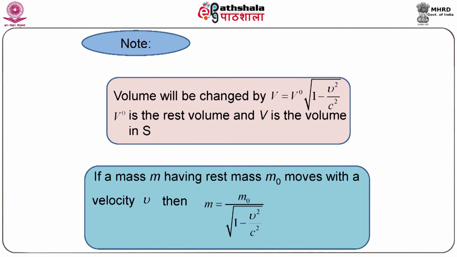In a similar fashion, one can say that if a mass small m having rest mass m suffix 0 moves with a velocity v which is uniform, then m is equal to m0 divided by square root of 1 minus v square by c square. c is the speed of light as usual.